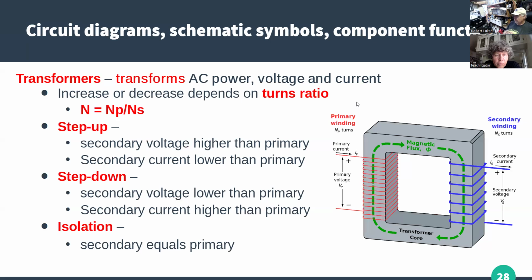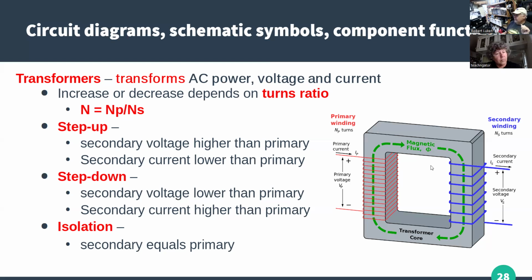Okay, transformers. Here we see some kind of transformer core, usually some form of iron, because that's one of the best magnetic conductors. And we have a primary winding and a secondary winding. In this case, it's showing more turns on the primary than on the secondary, which means that our secondary voltage is going to be much smaller than the primary. So this would be what we call a step-down transformer.